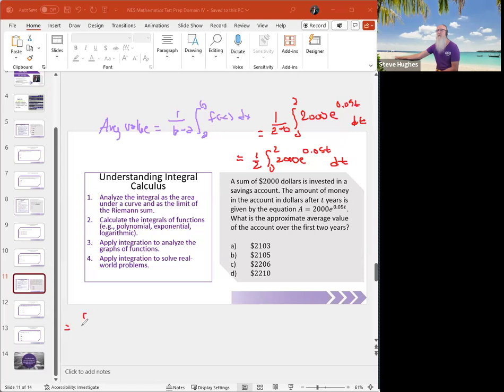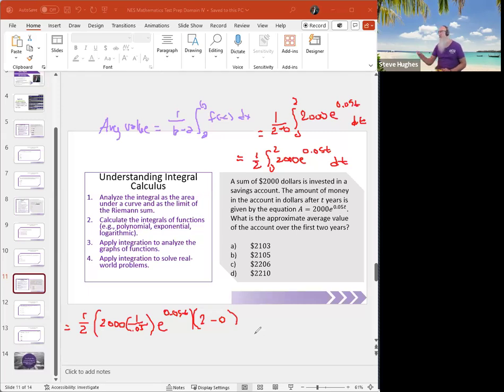Let's keep going. We're going to then integrate. We have 1/2 times, what's the derivative? I'm sorry, the antiderivative, it's 2000, right, times 1 over 0.05 e to the 0.05 t, evaluated from 0 to 2, so 2 minus 0. And there we have it.